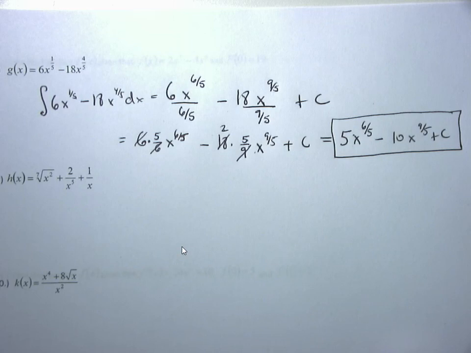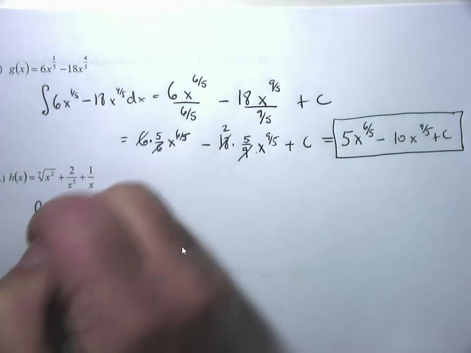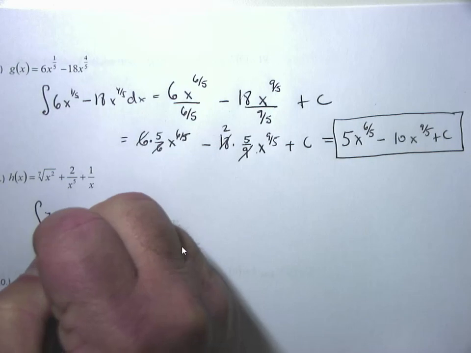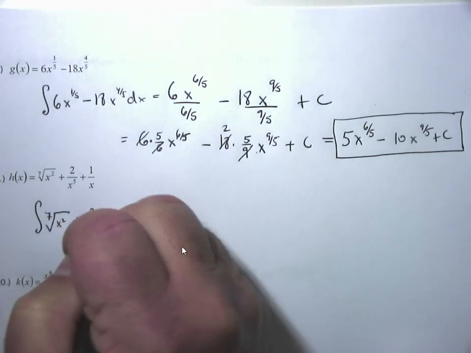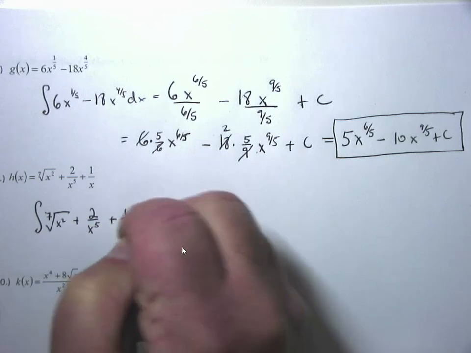Does that make sense? Look at the next one. Same directions. Find the antiderivative. So this means integrate. The 7th root of x squared plus 2x to the 2 over x to the 5th plus 1 over x dx.